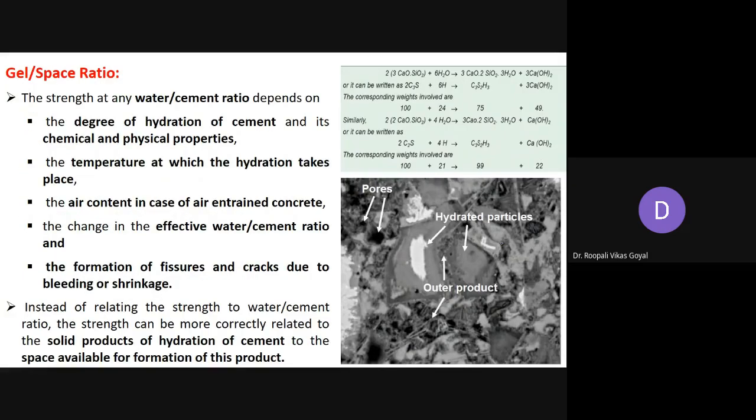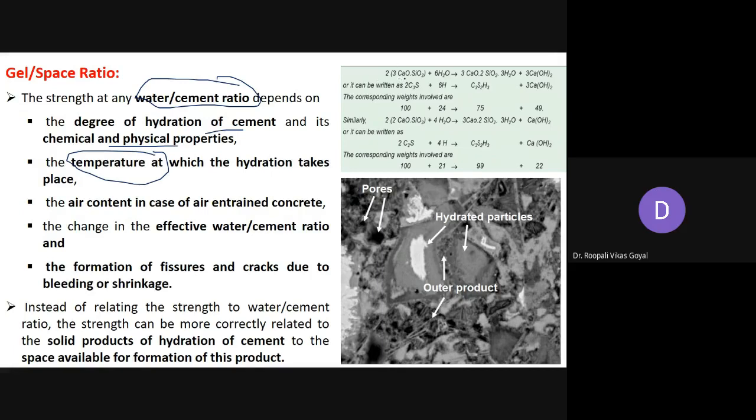Next, I have told you that water cement ratio is one thing, but the more specific thing is that cement attains strength when it is mixed with water and the hydration process takes place. So the strength at any water cement ratio depends on the degree of hydration of cement and its chemical and physical properties. So how much hydration is happening, and the temperature at which hydration takes place, because hydration is basically responsible for the formation of the hydrated product.